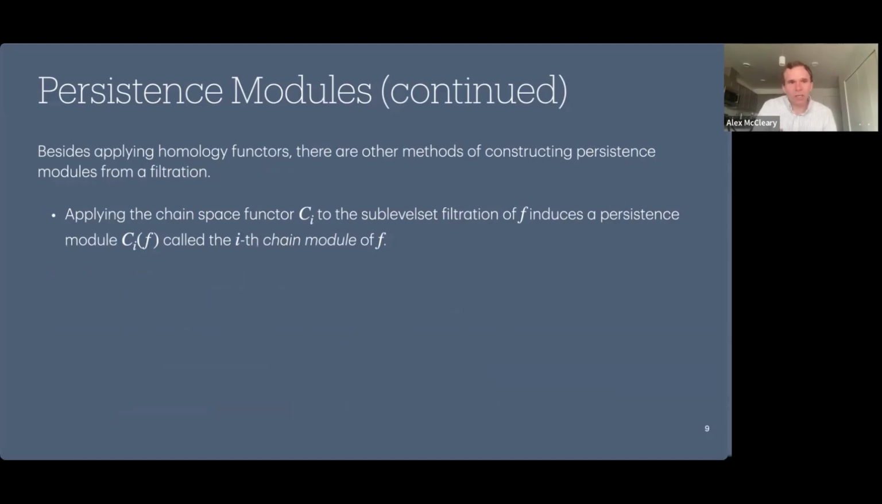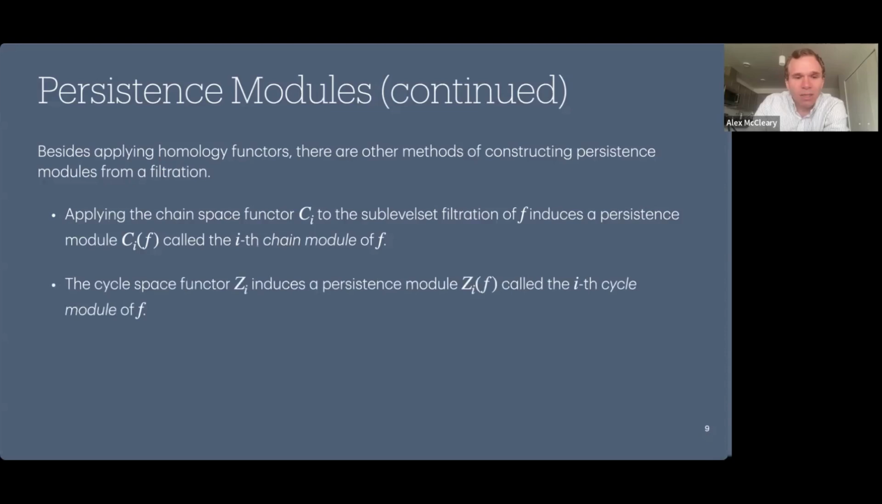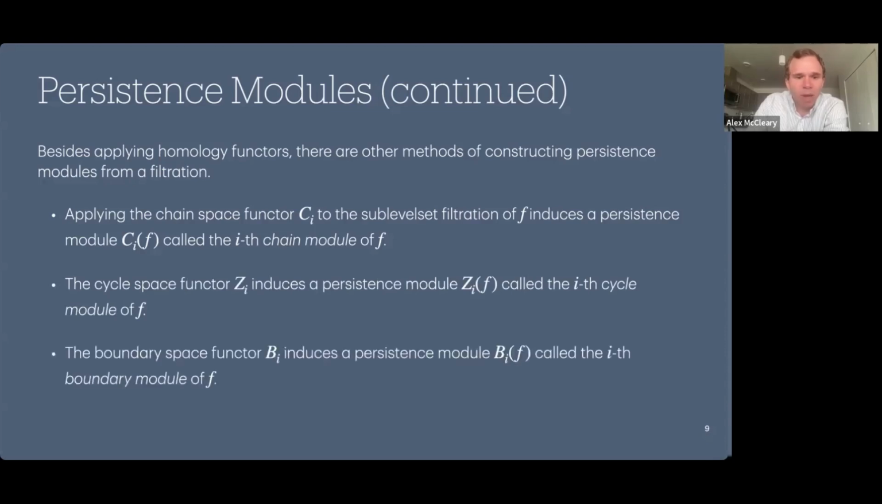So, right, the chain space also gives a functor. If we take the vector space of I-chains of a topological space, that's a functor, since a linear map is induced by a continuous map of topological spaces. So this is a functor. And similarly, we also have a cycle space functor and a boundary space functor. And really these last two, the cycle space functor and the boundary space functor, are what's really of interest to us for this talk.